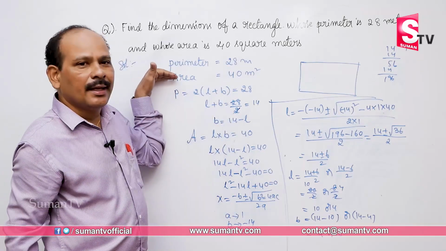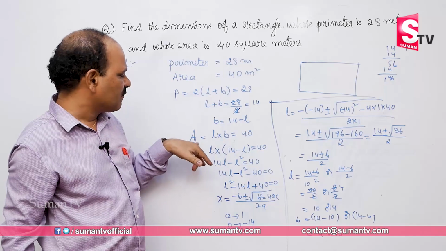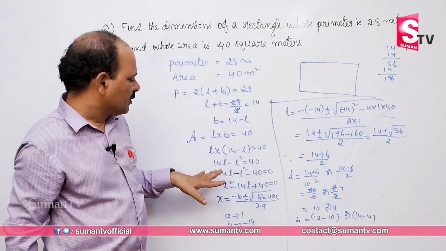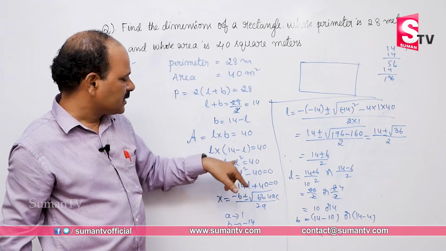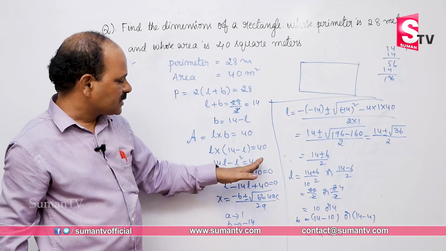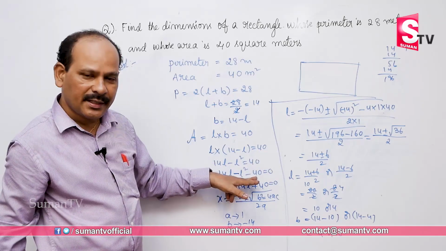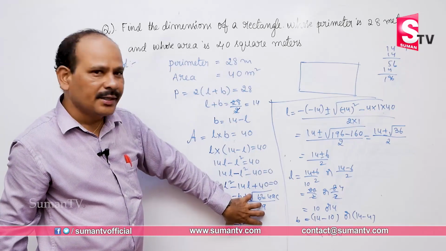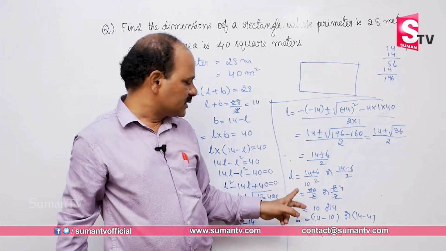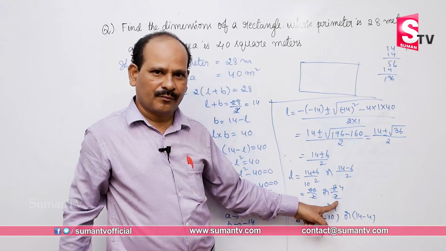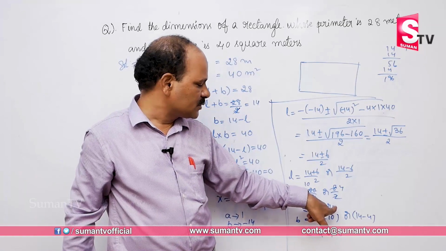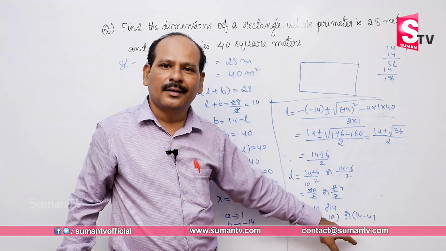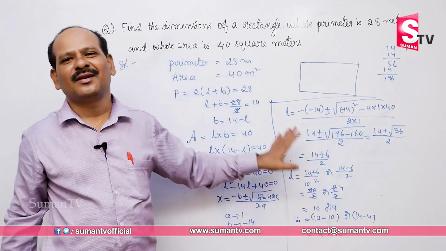Next I took the area. Area is given as 40. Area formula is L into B. In place of B I am substituting 14 minus L. L into 14 is 14L, L into minus L is minus L square, equal to 40. I am sending 40 to the left side so it becomes minus 40, and writing it in quadratic equation form. By using the quadratic equation formula, I get L value as 10 or 4. When I substitute these two values, breadth is 4 or 10. I hope you understand this problem well.